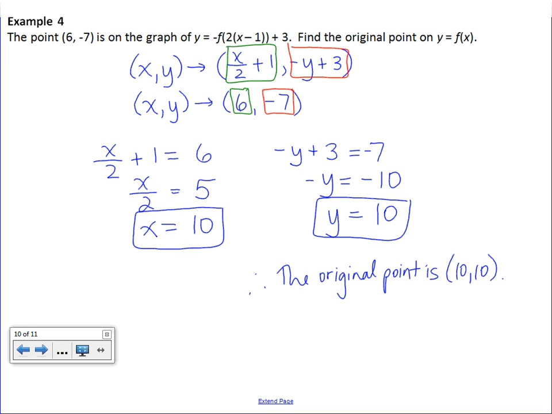Pretty good? Okay. So that is transformations. Let's start inverses.